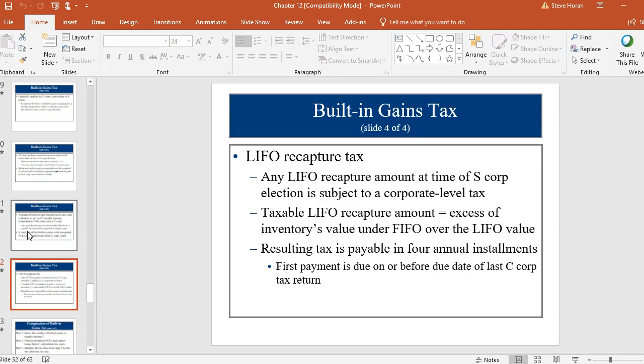Then LIFO recapture. Any LIFO recapture amount at time of S Corp election is subject to corporate level tax. Taxable LIFO recapture amount is the excess of inventory's value under FIFO over LIFO value, and the resulting tax is payable in 4 annual installments.